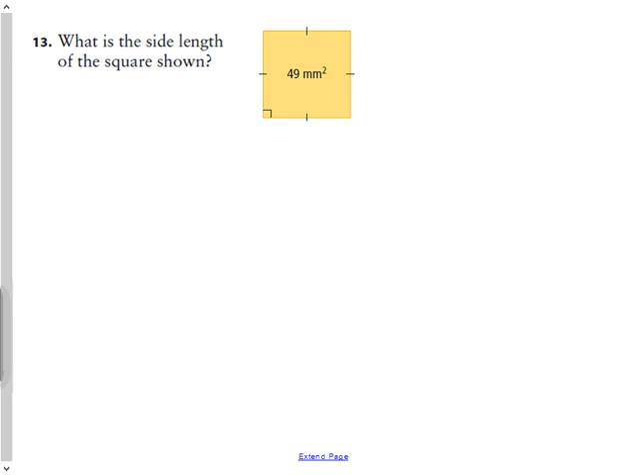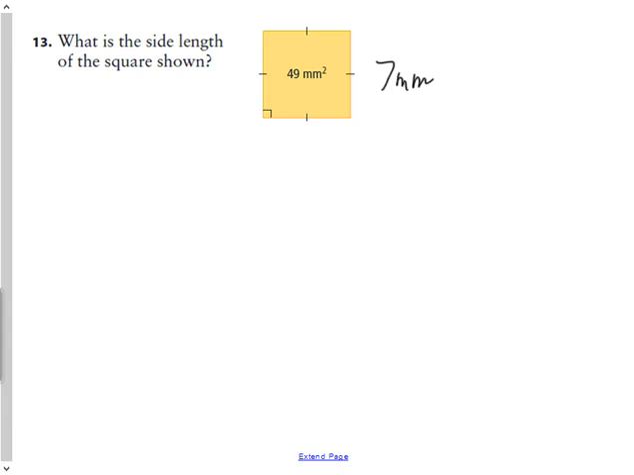Question 13, what is the side length of the square shown? Now, there are two ways to do it. The first way is by inspection. You say, well, what number did I multiply by itself? You're saying this in your head. You get 49, and you would say it must have been 7. So therefore, 7 times 7 is 49. That's the first way you can do it.